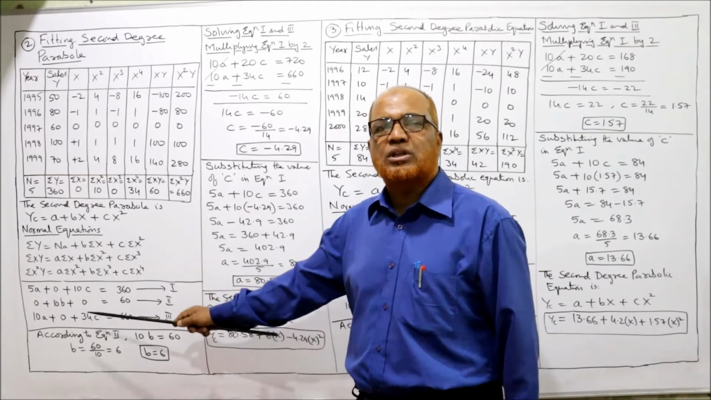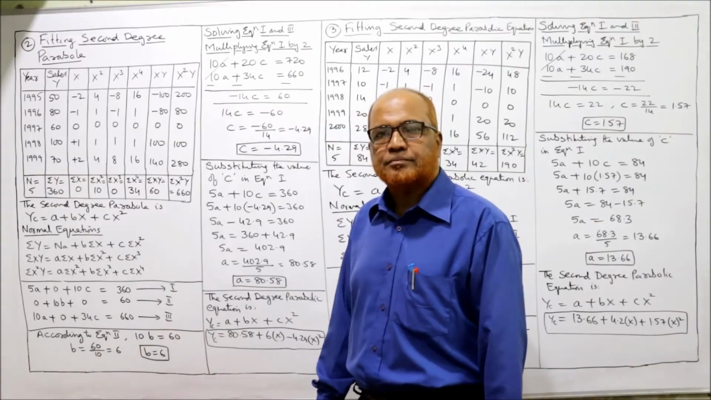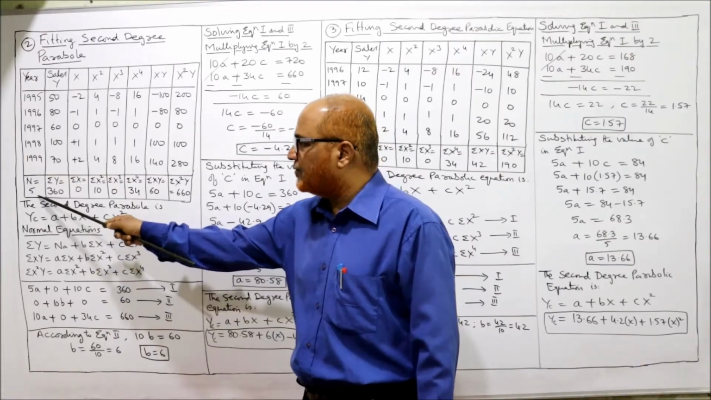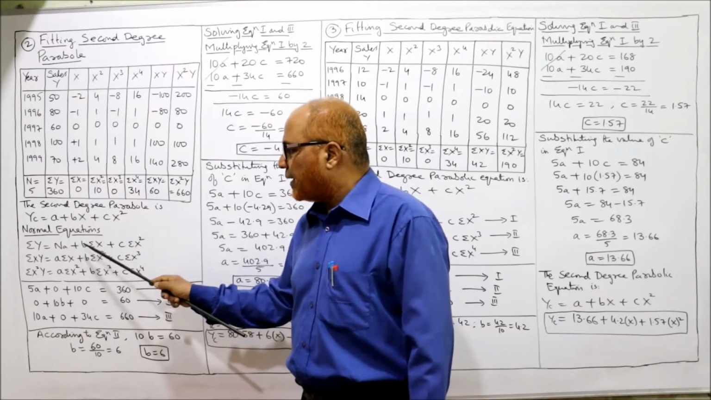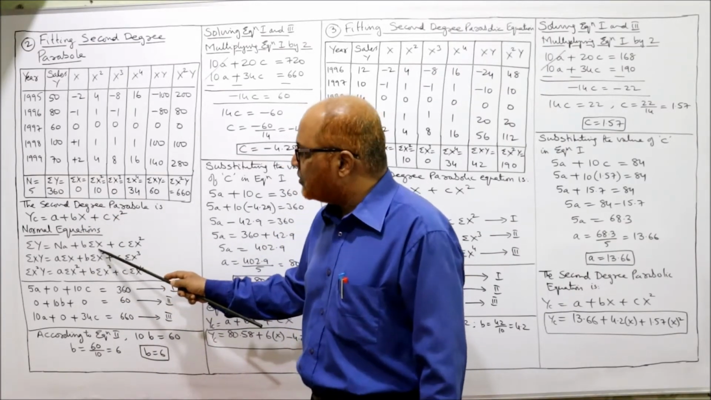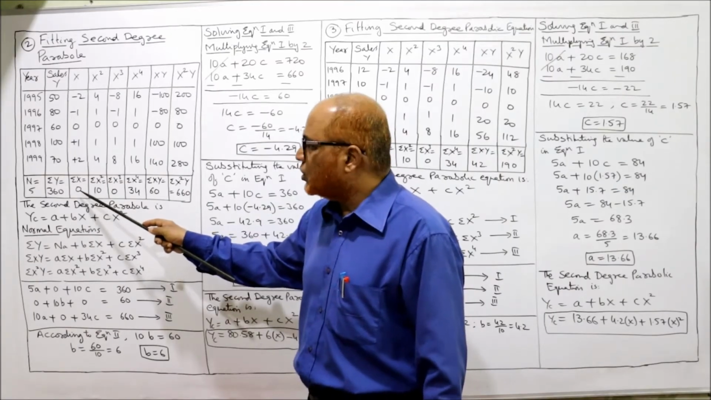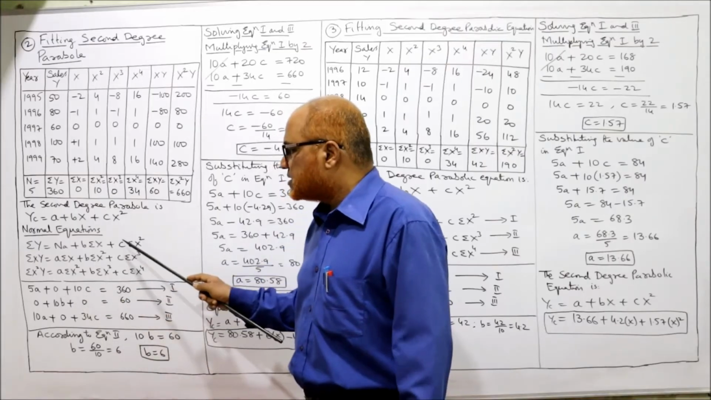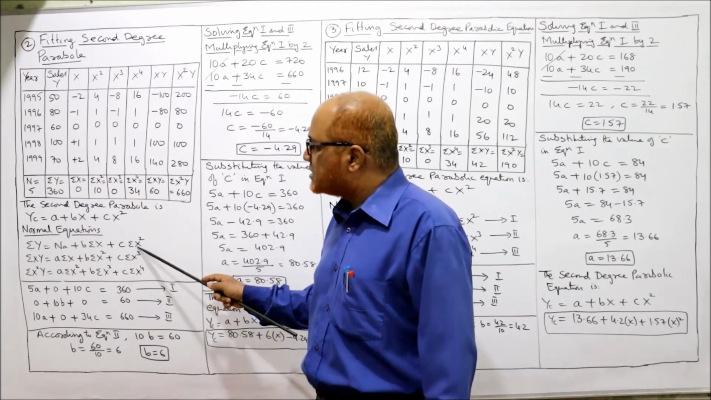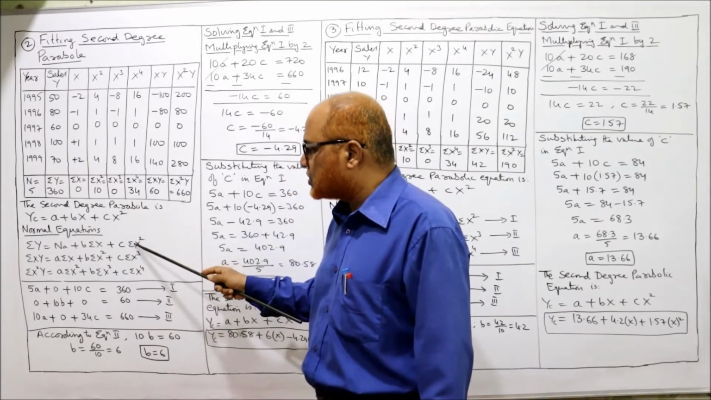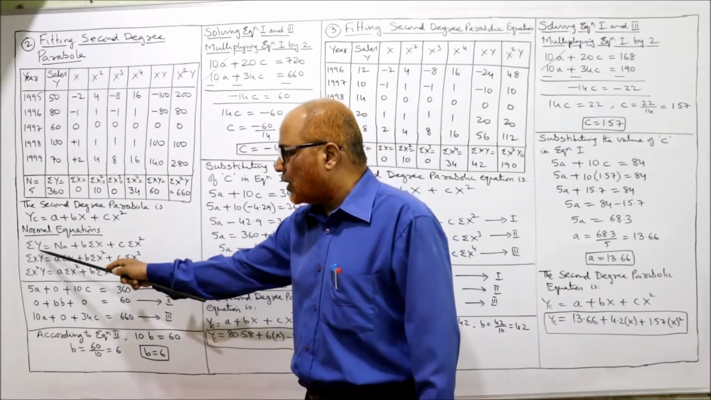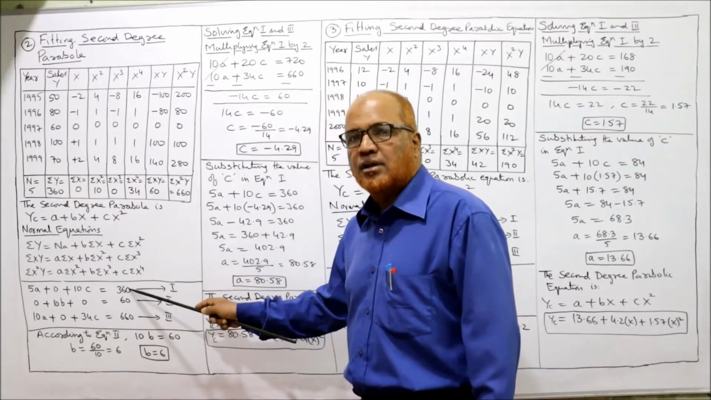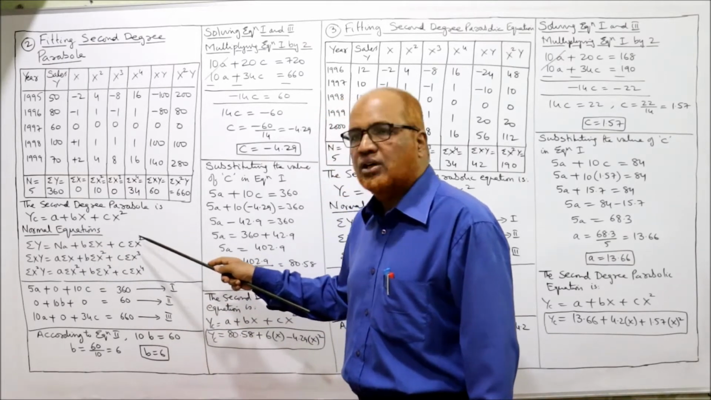Now we substitute the values in these equations. NA, N is how much? 5. So 5a plus b summation x. Summation x is 0, so 0 into b is 0. Then c summation x square. Summation x square is 10, so 10c is equal to summation y. Summation y is 360. I have substituted all the values in this equation.